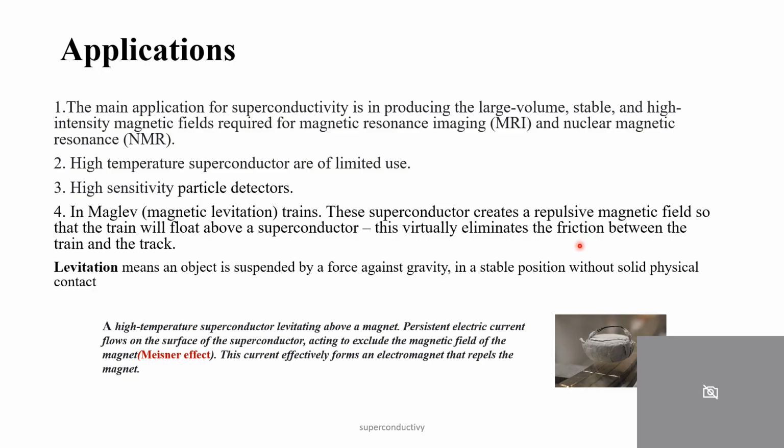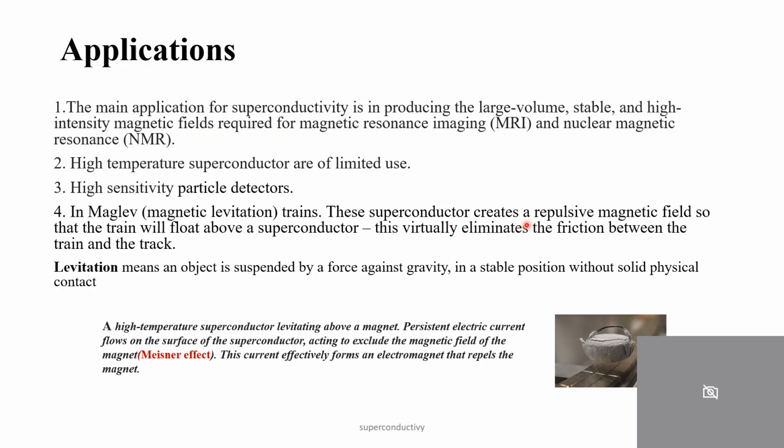What are the applications? The main application of superconductors is in producing large volume, stable and high intensity magnetic fields, which can be used in MRI and NMR, magnetic resonance imaging and nuclear magnetic resonance. It can be used in high sensitivity particle detectors, and in maglev trains. This is the best use of superconductors, in maglev trains.